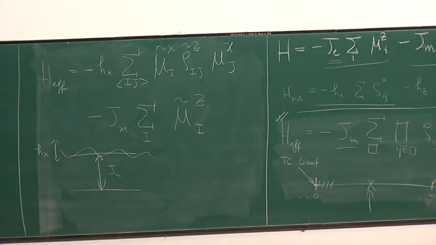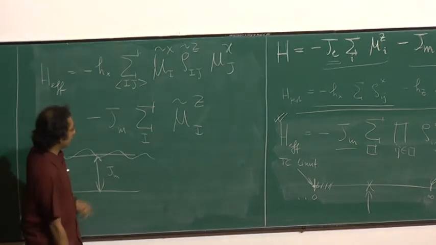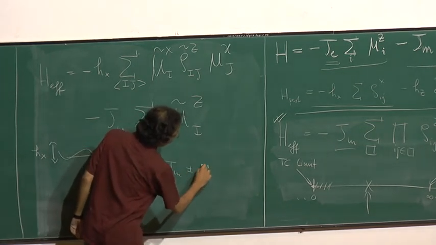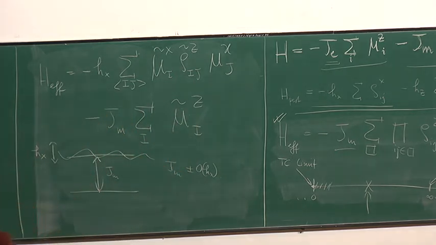Okay, so the magnetic charge energy is still finite. It's not exactly Jm, but it ranges between Jm plus or minus order Hx. Okay, is this point clear?